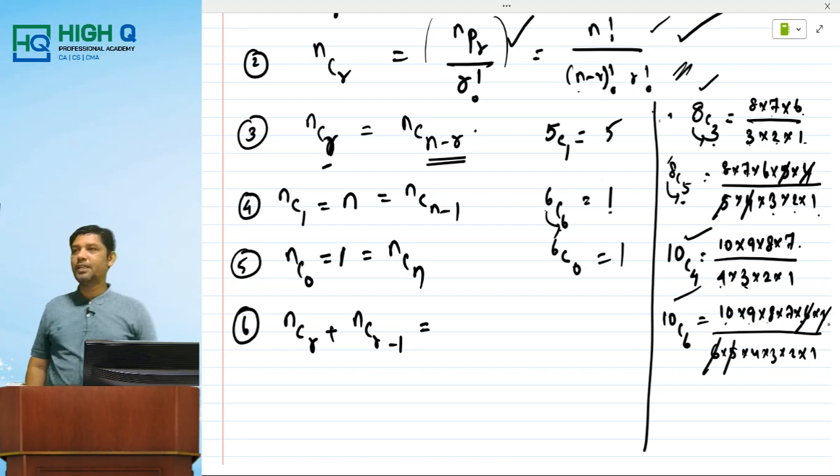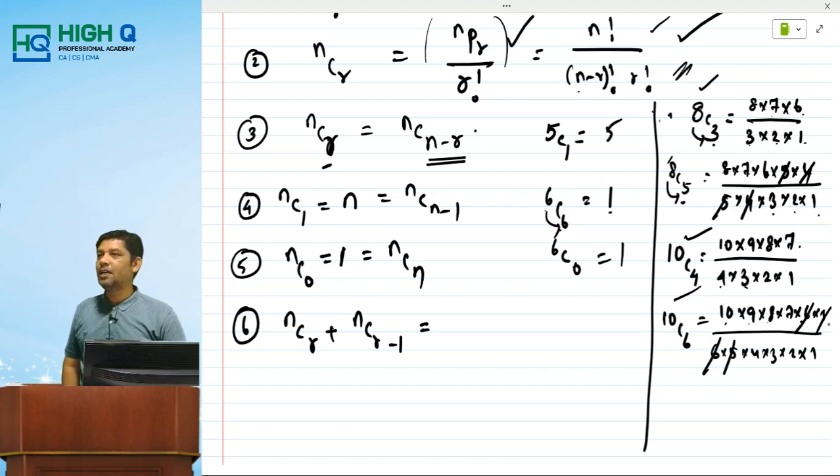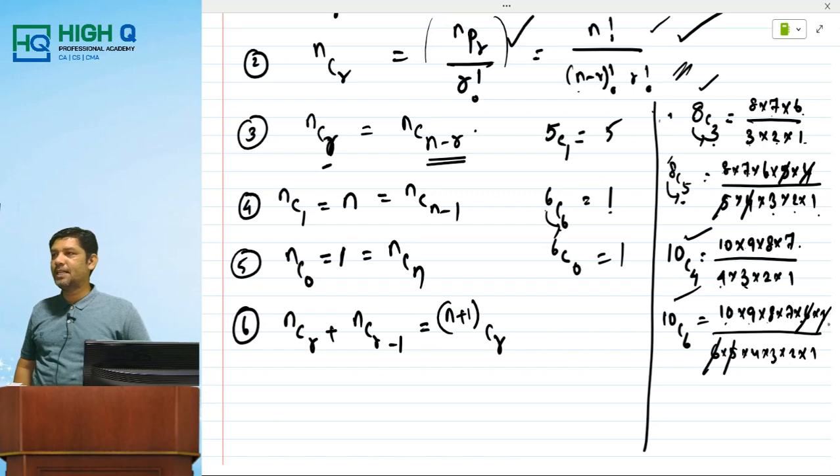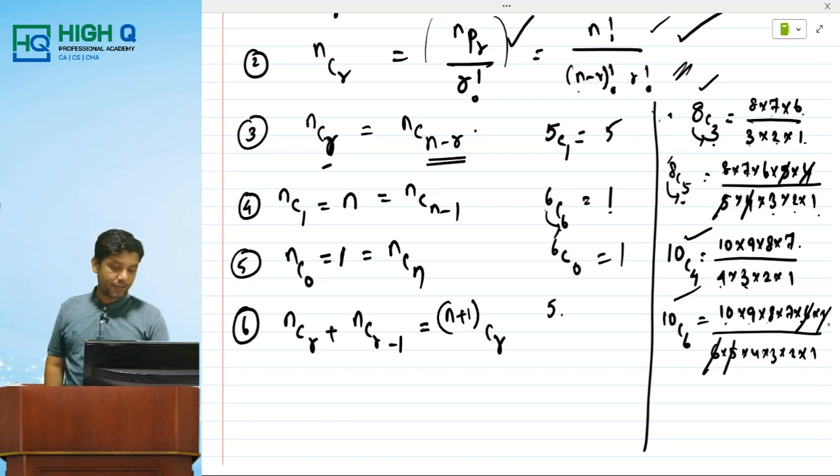This you remember as a formula. NCR plus NCR minus 1 is equal to N plus 1 CR. What is it? N plus 1 CR. Look at this. 5C3 plus 5C2 is equal to what? 6C3. You understand, my dear?